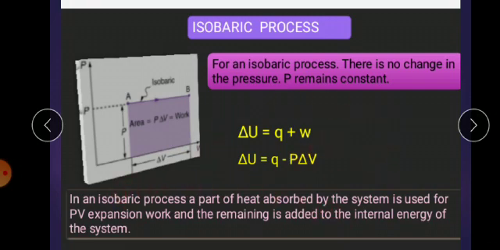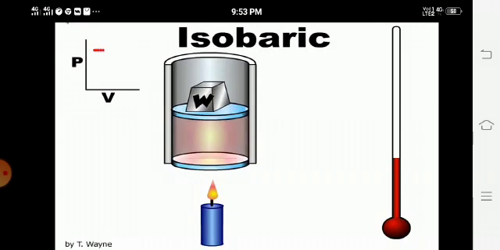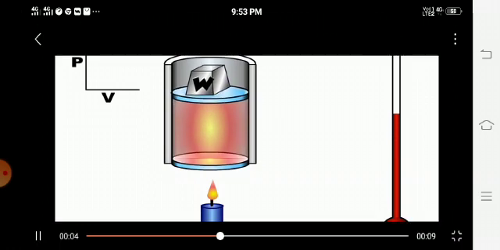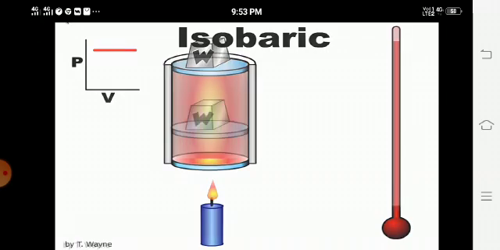So in this isobaric process, the pressure should be constant, so ΔP is equal to 0. Suppose you are plotting the graph, here the pressure should be constant.